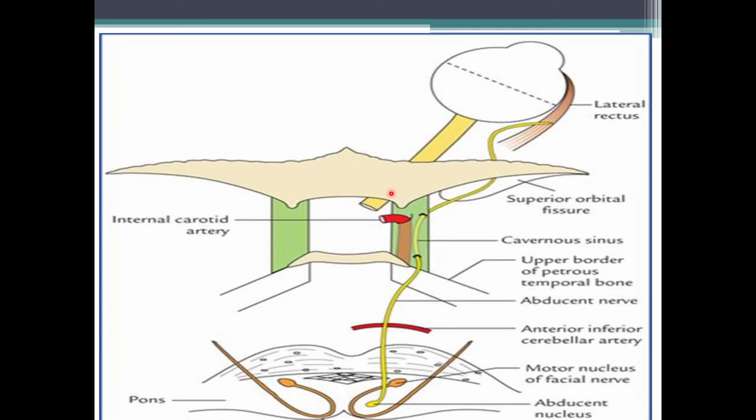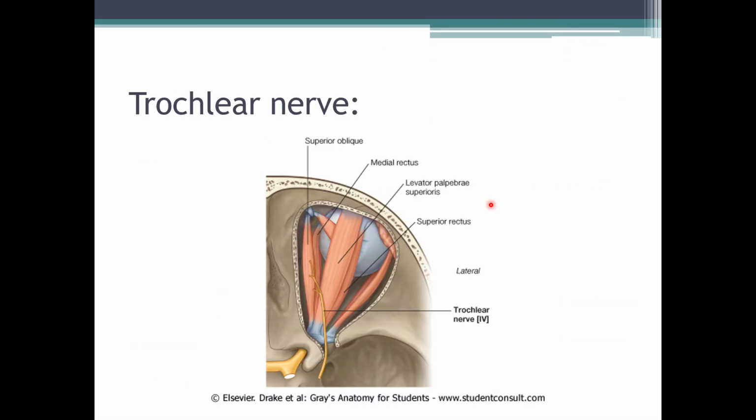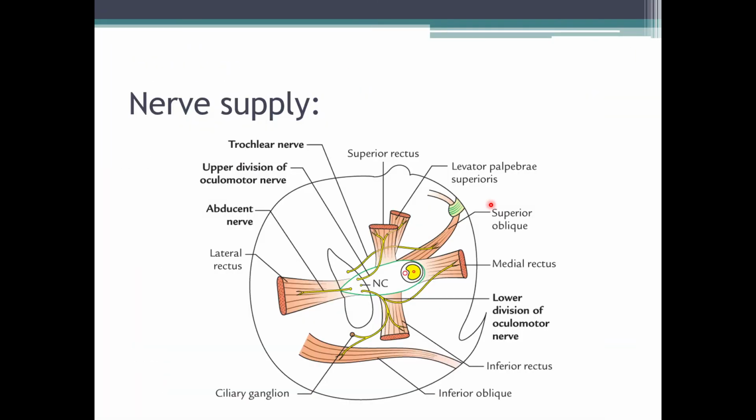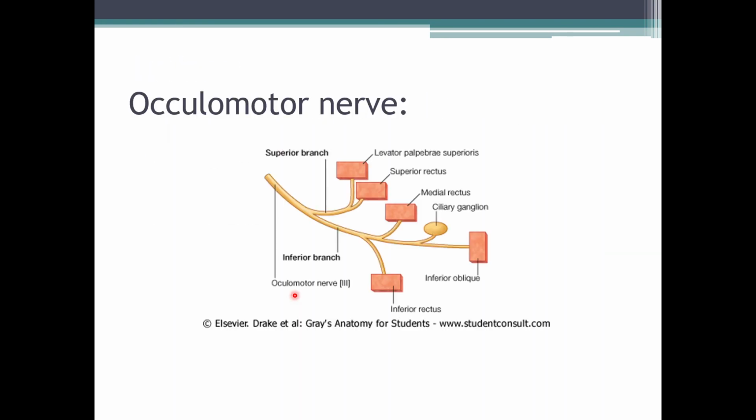Now, inside the cavernous sinus, it is piercing the posterior roof of the cavernous sinus. In the cavernous sinus, it lies just lateral to the internal carotid artery, and then coming out of the sinus, it goes inside the middle part of the superior orbital fissure. See, the abducens nerve is coming out via the middle part of the superior orbital fissure, and it supplies the lateral rectus via its orbital surface.